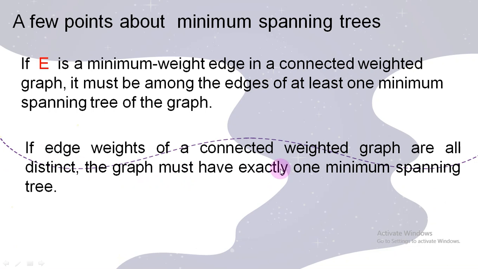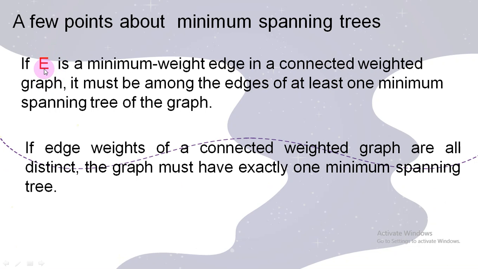If the edge weights of a connected weighted graph are all distinct, if all the weights are different, the graph must have exactly one minimum spanning tree. If some of the weights are equal and if they happen to be minimum, you may get 2 or 3 minimum spanning trees, but anyway the minimum edge weight will be there in at least any one of them.